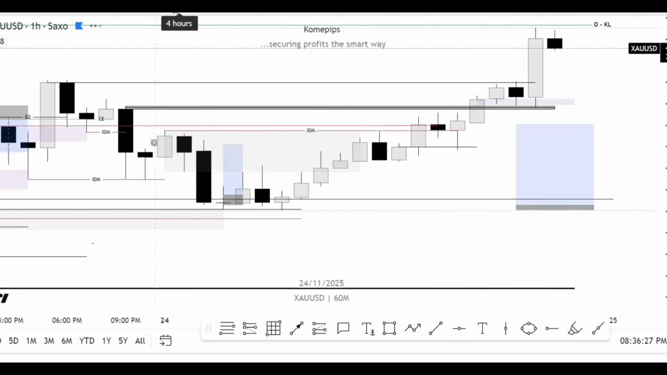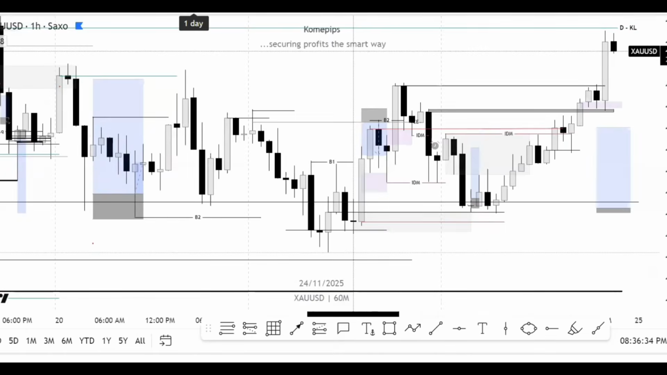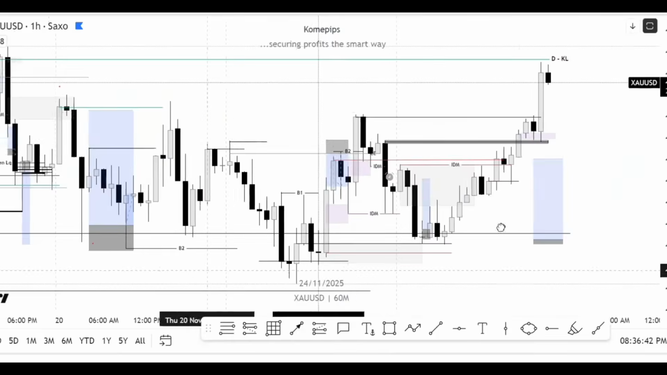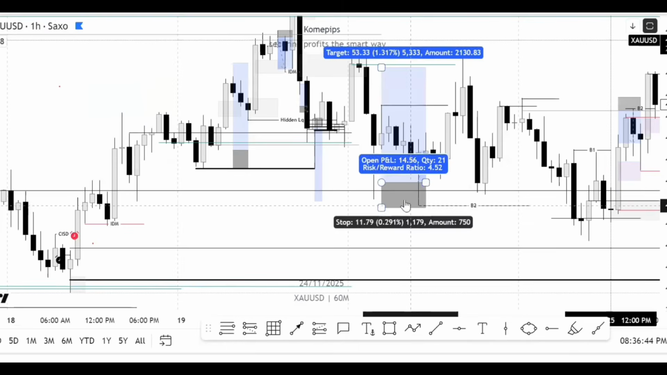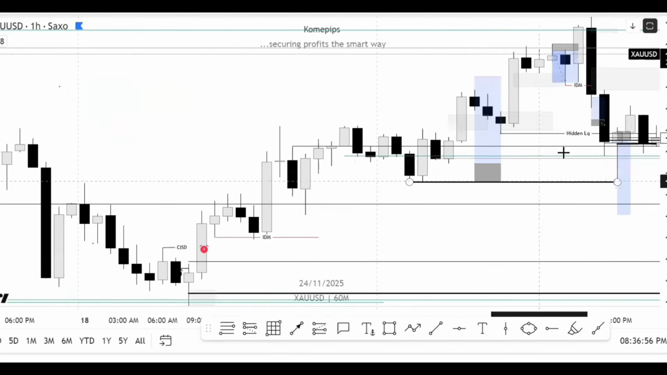Now, if your fair value gap inducement is on 4 hours, your entry should be on daily. You understand? It has to be in a higher time frame. So let me show some. Okay, is this a perfect example? No, not this one. See it here. It's the same logic. It's the same logic here.